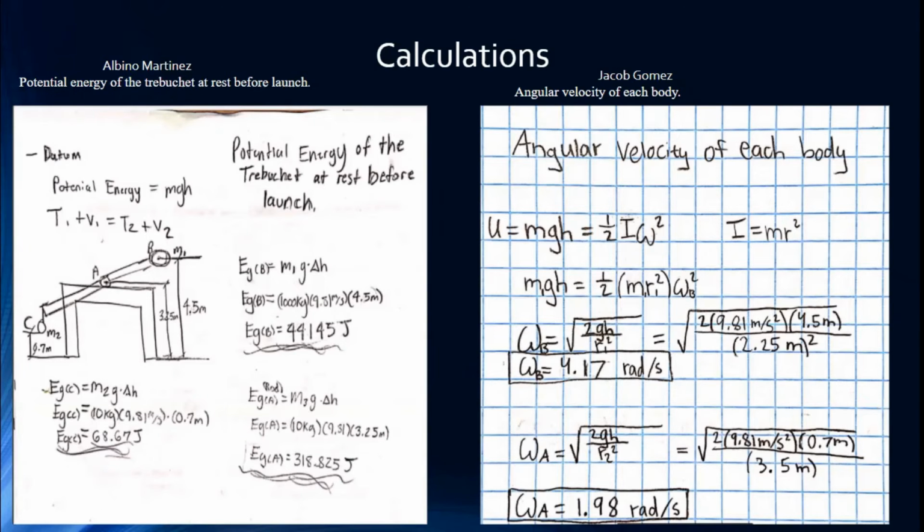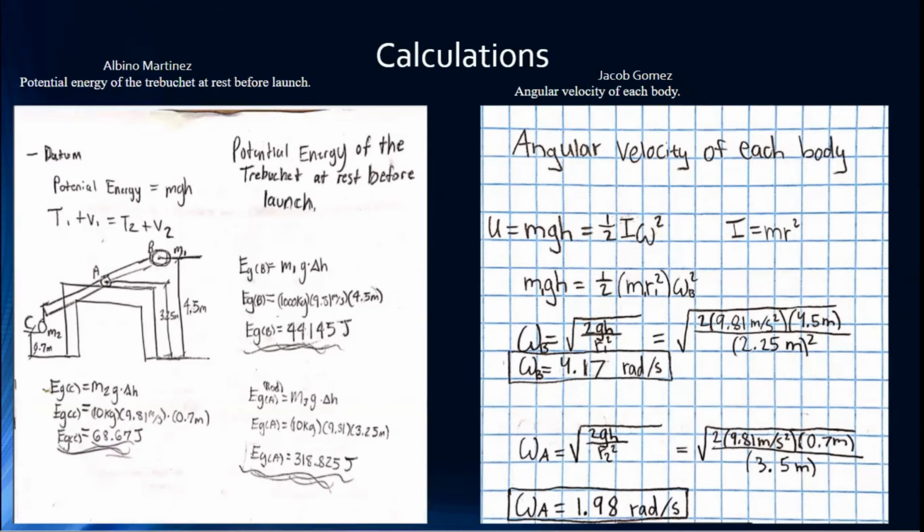Okay, so for my calculations, I had to solve for the potential energy of the trebuchet at rest before launch. So what I did here is I drew the diagram when it was at rest, and I calculated each of the points A, B, and C, and I used the equation mass times gravity times the change in height. I put the datum at the bottom on the ground.